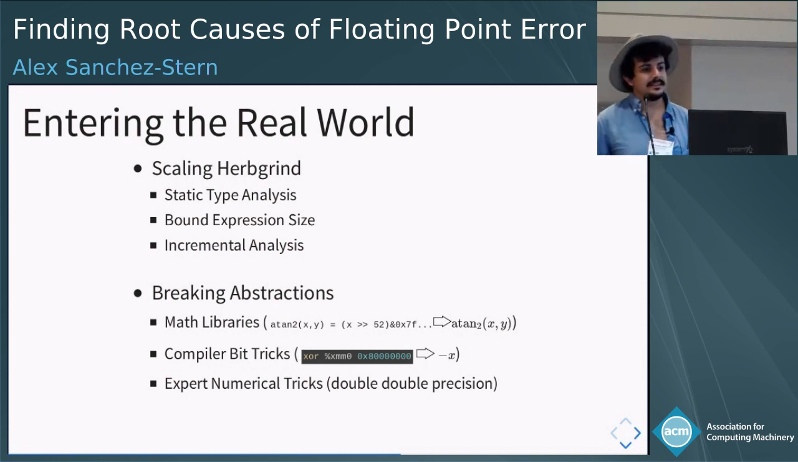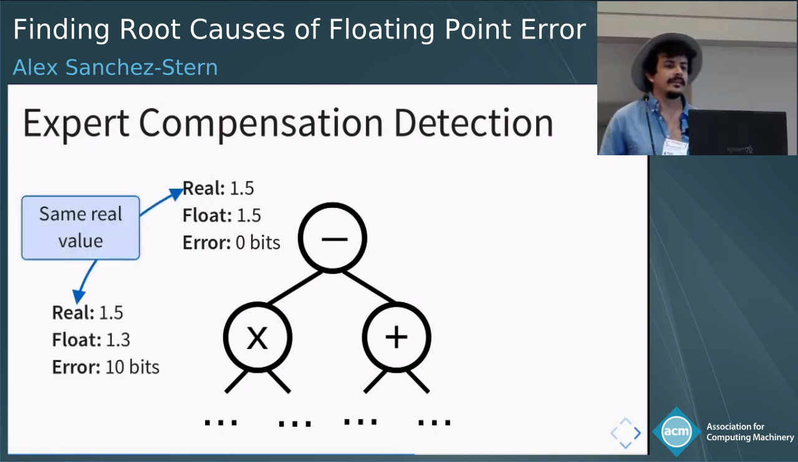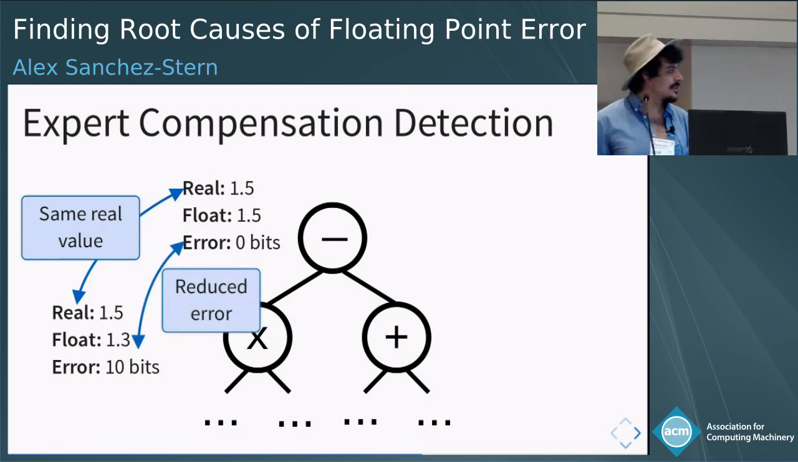The way we'll detect this is by looking at operations where one of the arguments has the same real value as the result of the operation. But the result of the operation has a lot less error than the input. We'll know when we see these operations that it was a compensating operation where error was used in one place to cancel out error in another. So the error that was intentionally built up, we'll ignore as potential root causes.